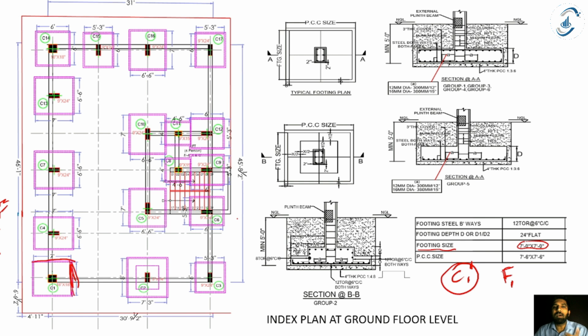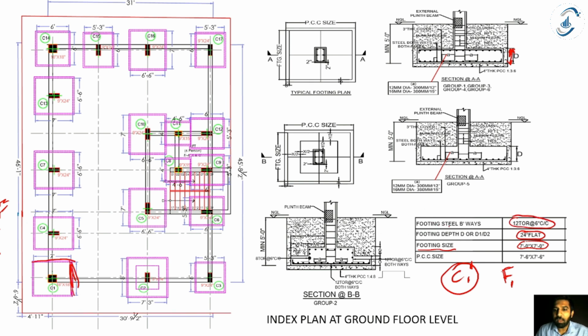Okay, so we learned how to read the length and the width of my foundation, that is 7 feet and 7 feet. Now the depth of my foundation, I'm going to get that in the cross section. What is going to be the depth of my foundation? It is going to be 24 inch flat. Okay, steel details.